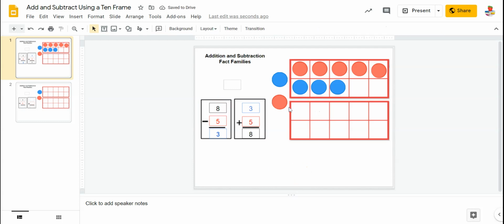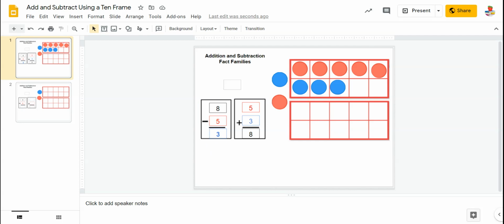And it works the same way as if I move this 3. Remember, in addition, it doesn't matter where your add-ins are. It's still the same. You still have the same amount. Your sum will still be the same, because I still have 5 counters, 1, 2, 3, 4, 5, and 3 counters that are blue. And it still makes 8.